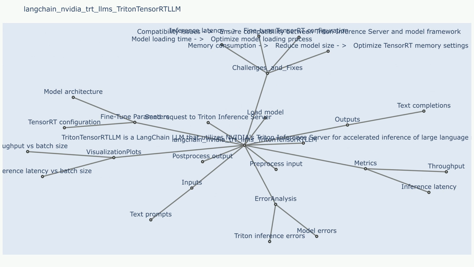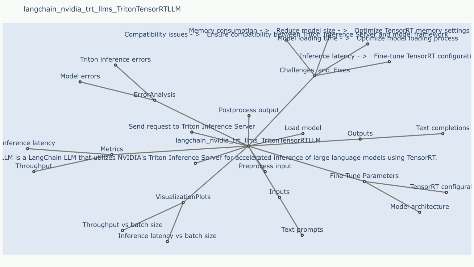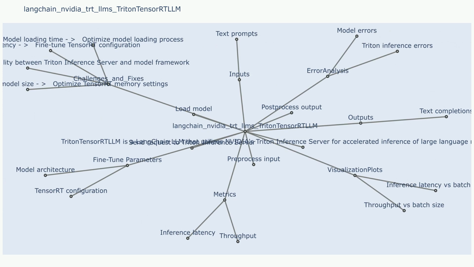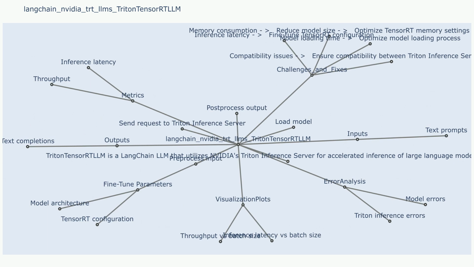Inputs: Input 1, text prompts or queries. Input 2, model configurations, including the TensorRT model, Triton server information, and other relevant parameters. Outputs: Output 1, text responses generated by the LLM. Output 2, inference statistics, such as latency and throughput, to measure performance. Steps: Step 1: Pre-process the input prompt, tokenizing and converting it into a suitable format for the model.